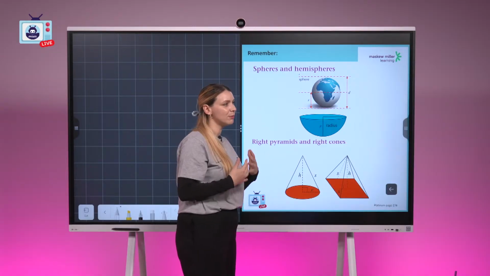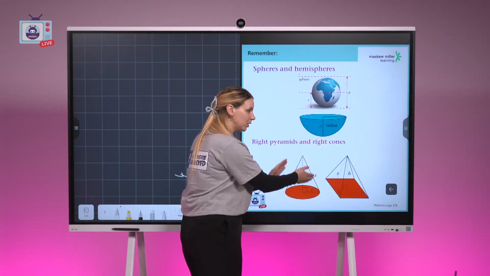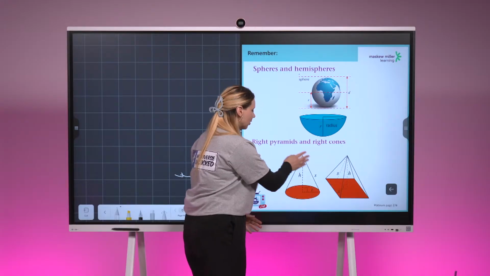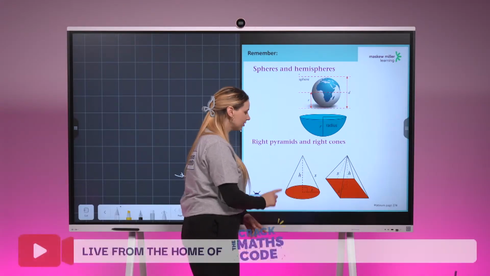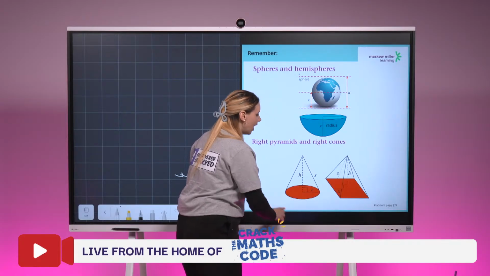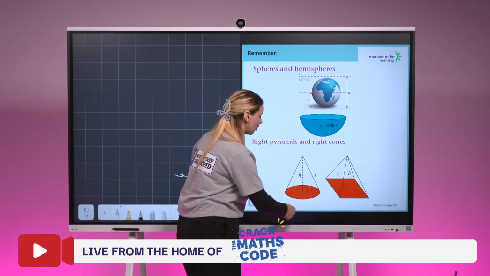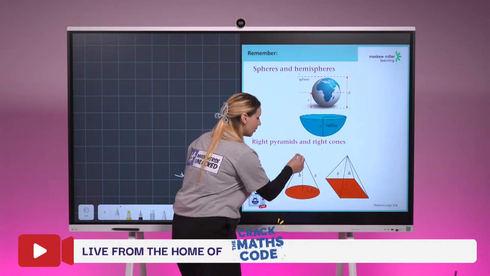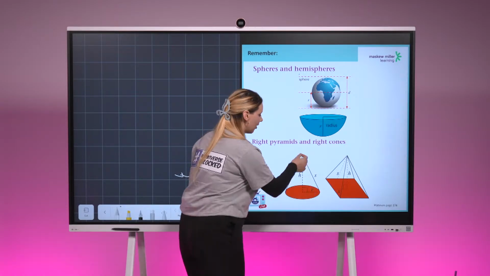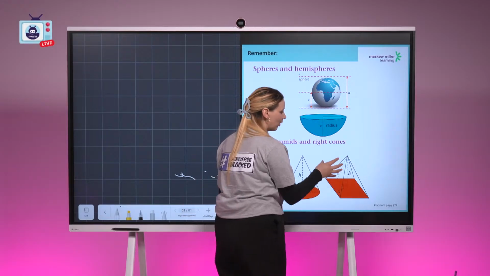The dimensions that are important for a sphere and hemisphere are the radius of the sphere, or the diameter, because we know that the diameter is 2 times the radius. Then we're also going to look at right pyramids and right cones. So this is a cone and this is a pyramid. The cone over here has one base and it is a circle base. The dimensions that are important are the radius of the circle, the perpendicular height of the cone, and the slant height.